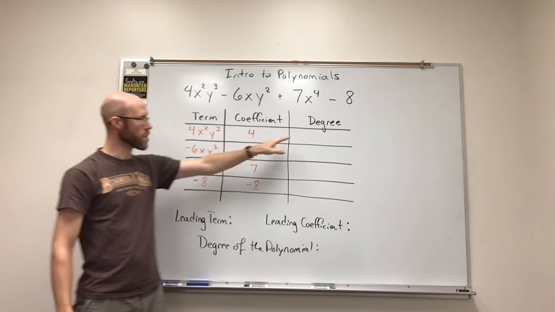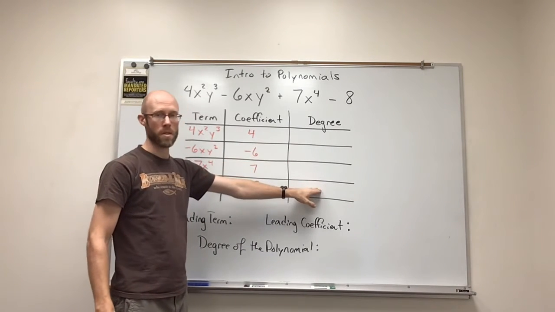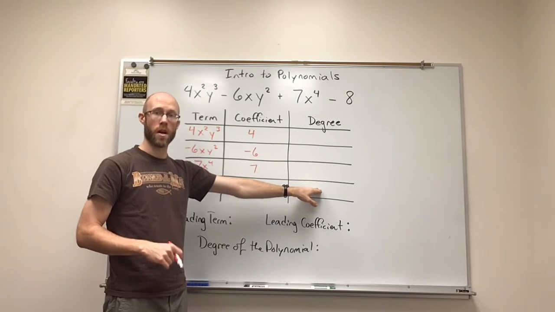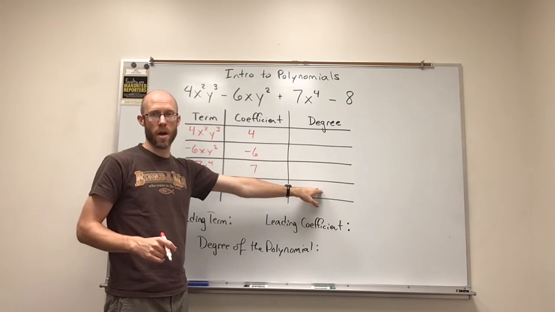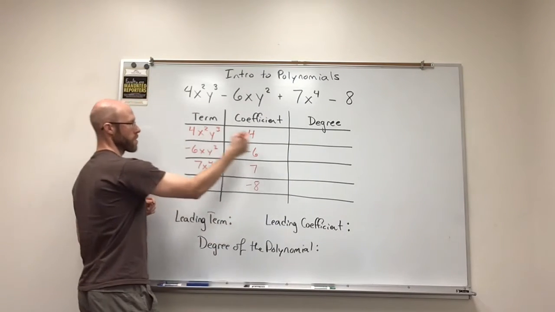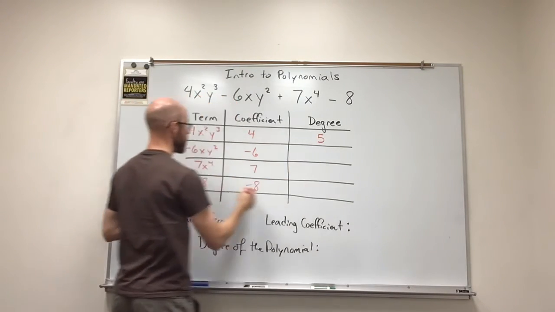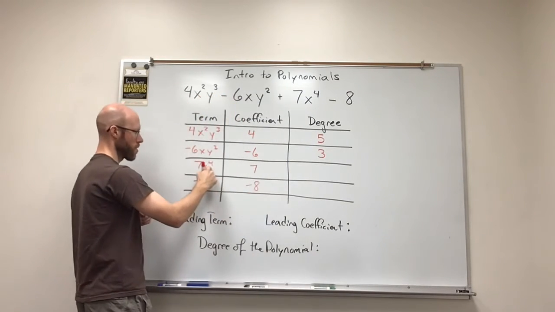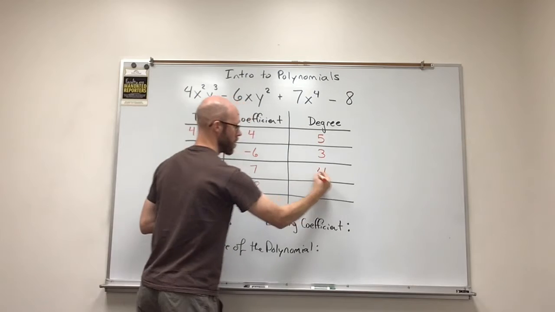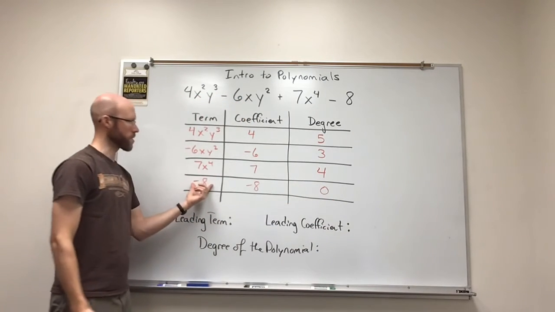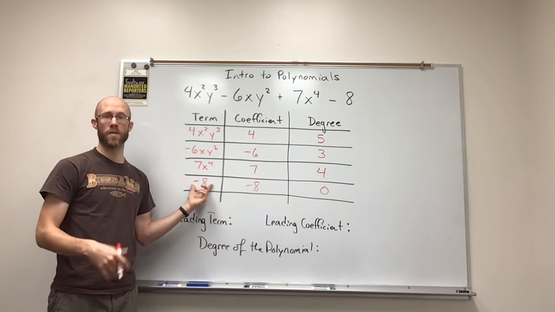And then the degree for each term is again the sum of the powers on the variables. If there's only one variable, you just use that power. So in this first term, you have 2 and 3 make 5. Here you have 1 and 2 make 3. Here you have a 4. And here you have a 0. Remember that constant terms have a degree of 0.